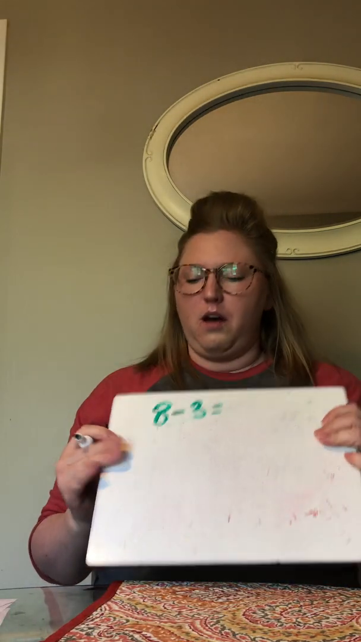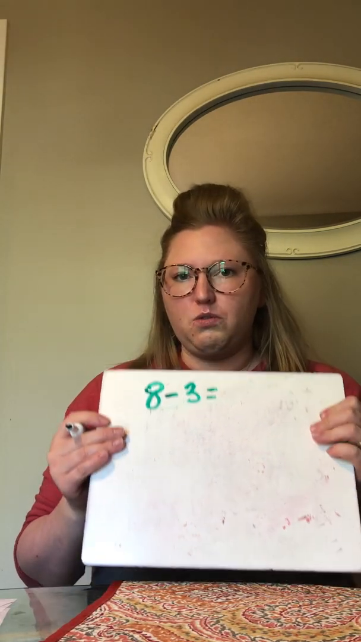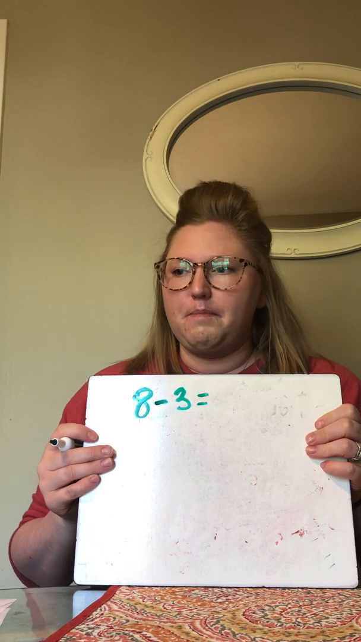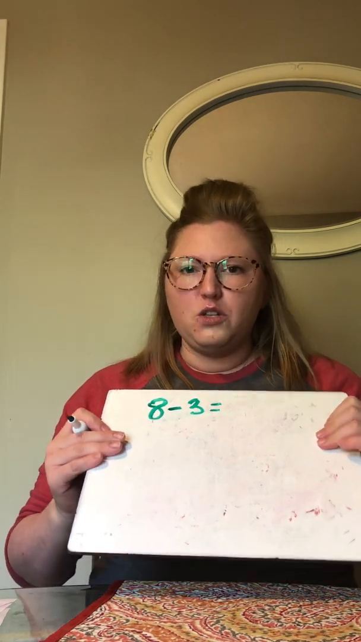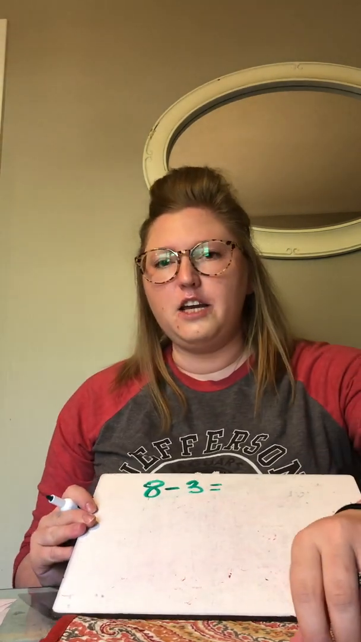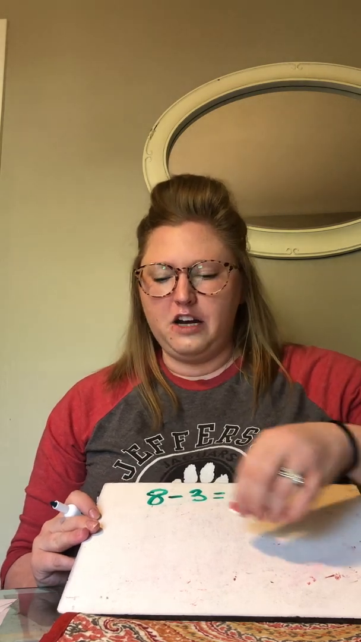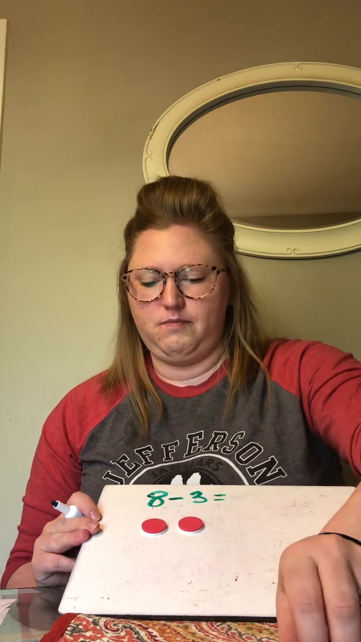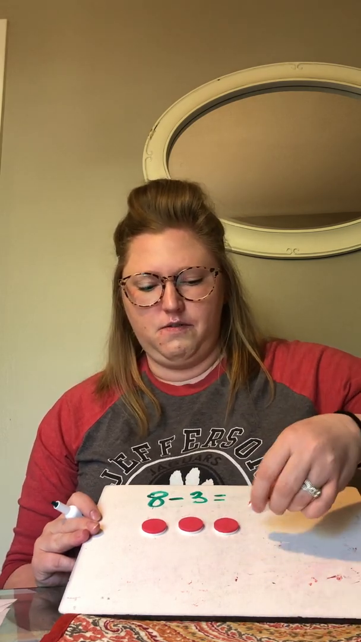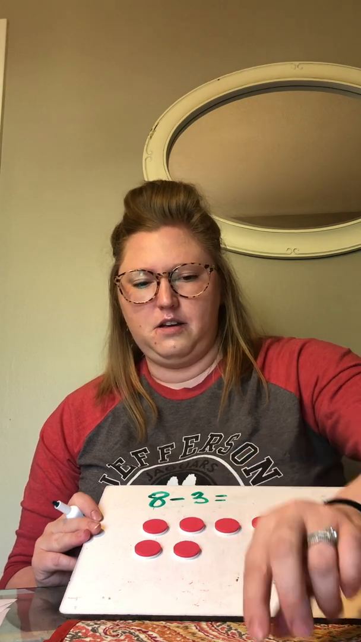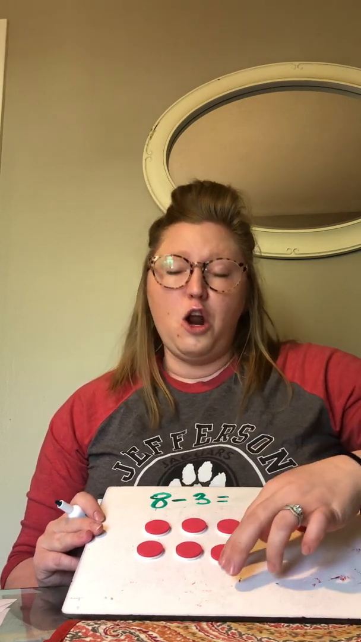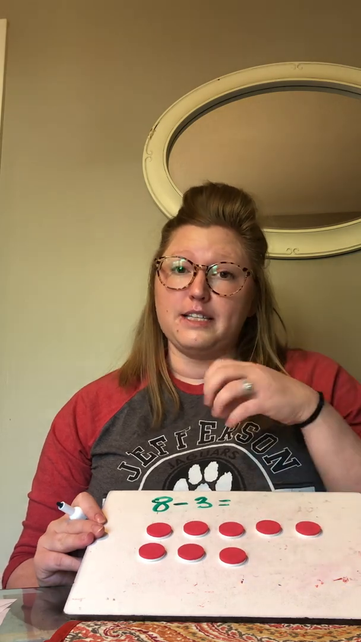So when I read this one, it's going to say 8 minus 3 equals. And I know I'm going to subtract or take away. So one thing I can do is I can use counters, right? So that's very concrete. So I can count out 8 counters. 1, 2, 3, 4, 5, 6, 7, 8. And then I know I'm not going to add 3 more because I'm taking away.